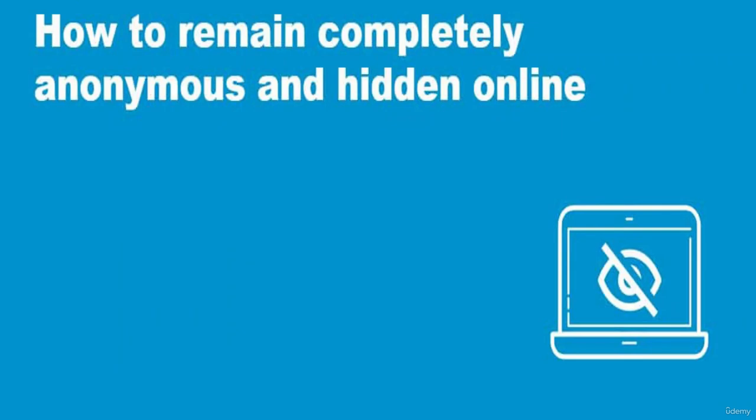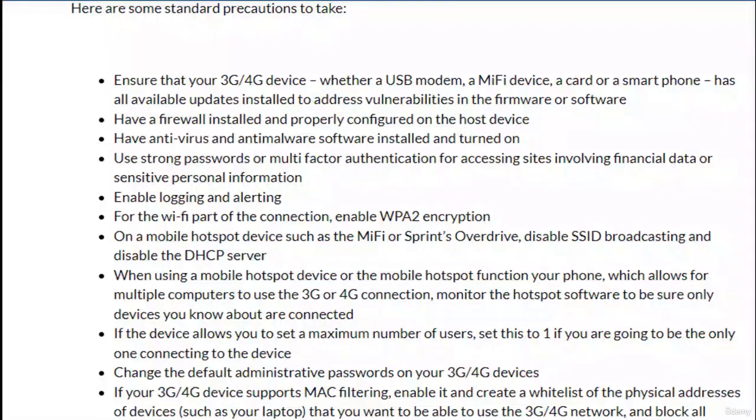Let's talk about cellular networks and I2P. Here are some standard prerequisites to take. Ensure that your 3G/4G device, whether a USB modem, a MiFi device, a card or a smartphone, has all available updates installed to address vulnerabilities in the firmware or software.